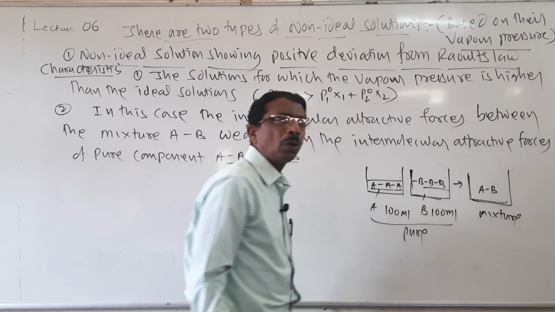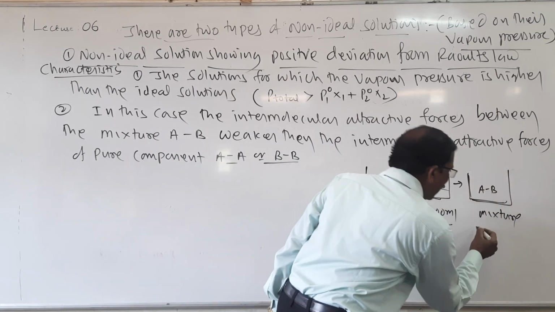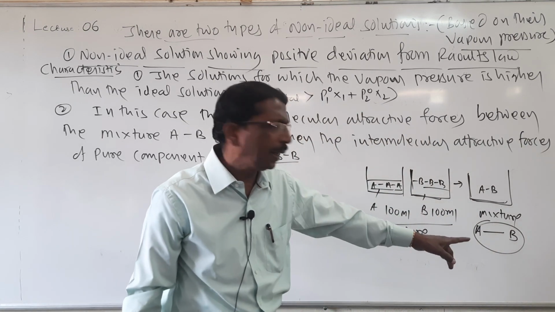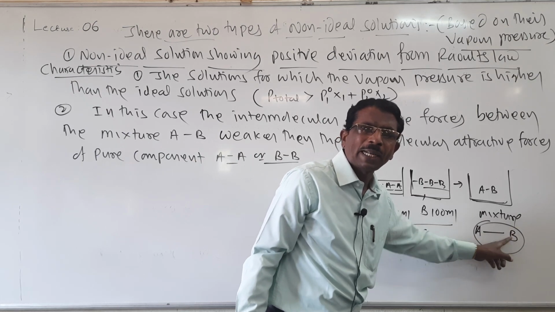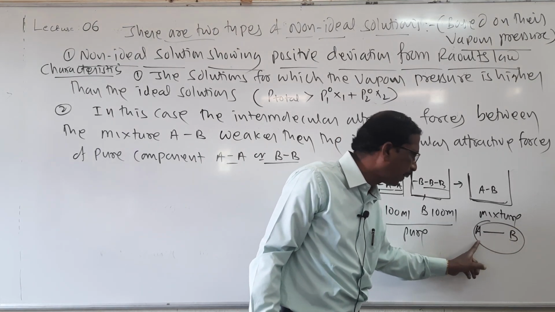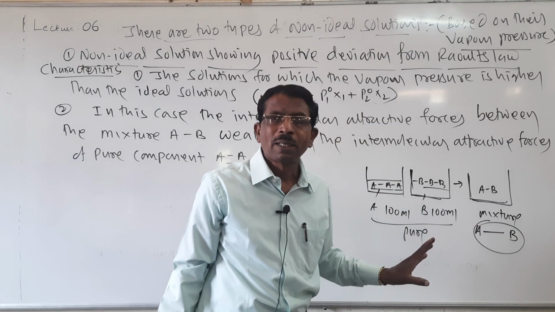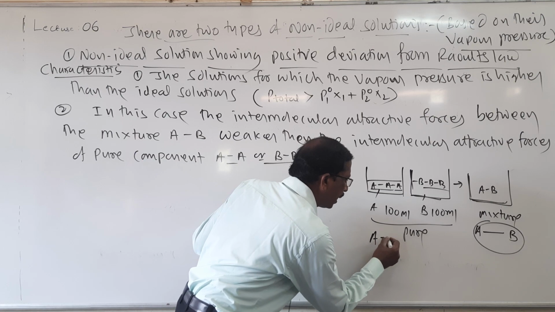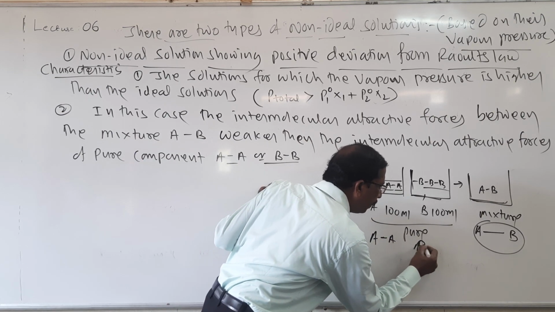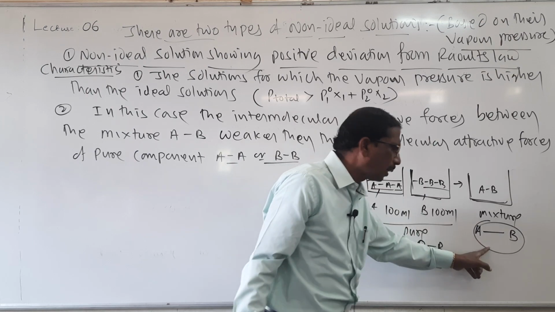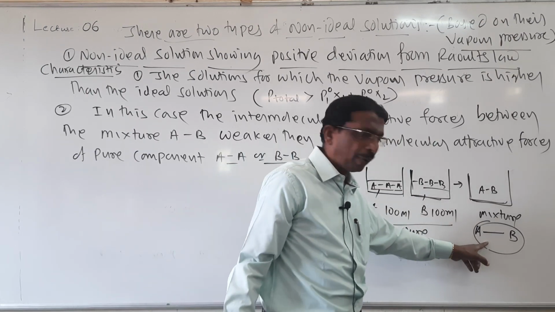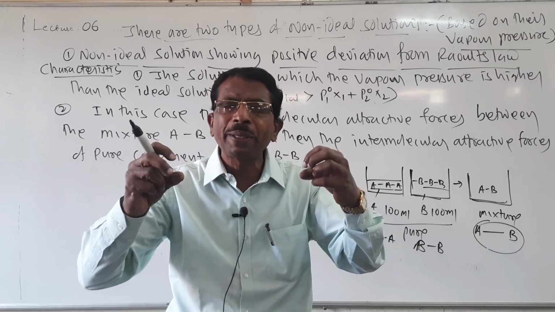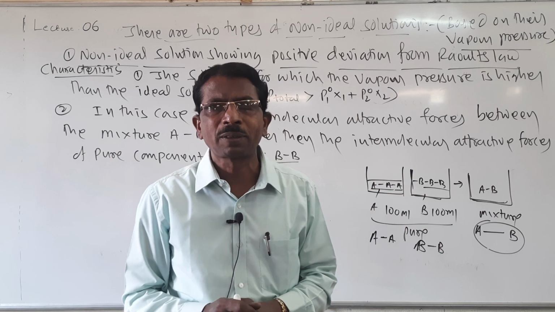When it is mixed, look here, the intermolecular attractive force between A and B is weak, less as compared to the intermolecular force of attraction between A-A and B-B. So here it is weak. Therefore the molecules A and B stay away from each other, hence the volume increases.